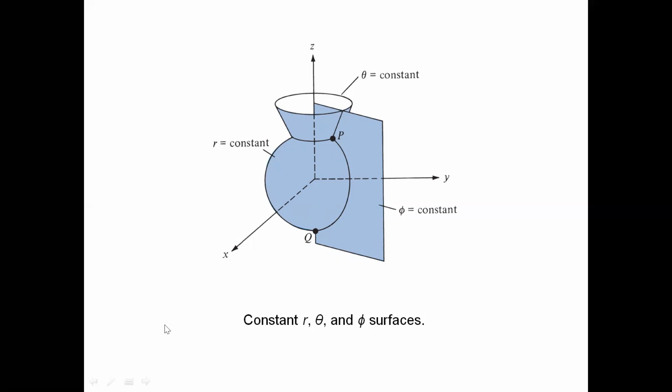This is how the description relates to the Cartesian coordinate system, the circular cylindrical system, and the spherical system, and the relationship between the individual coordinate systems.